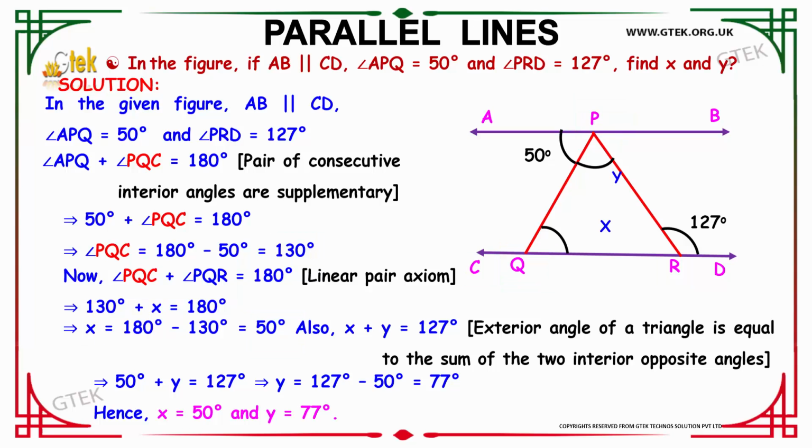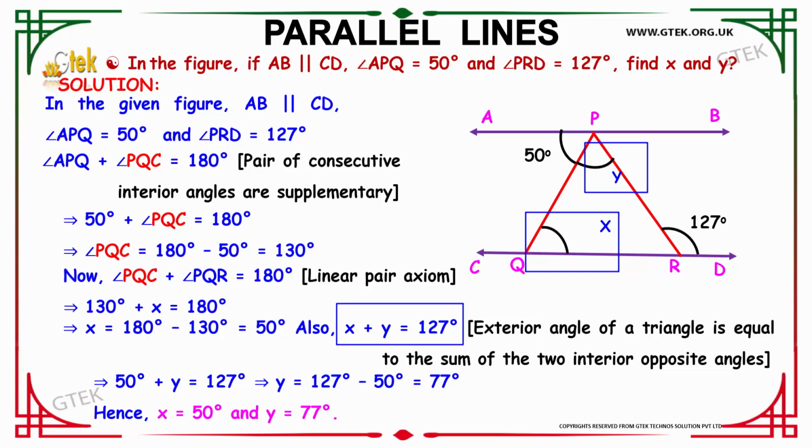Also we know that X plus Y equals 127 degrees. This one is angle X and this one is angle Y. So X plus Y equals 127 degrees, because the exterior angle of a triangle is equal to the sum of the two interior opposite angles. So as per the statement, we can sum up these two.